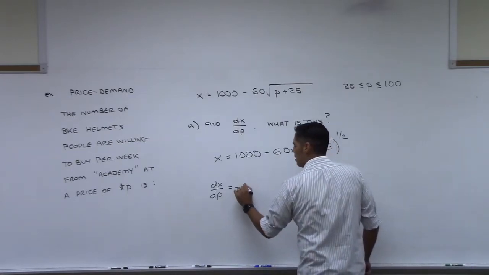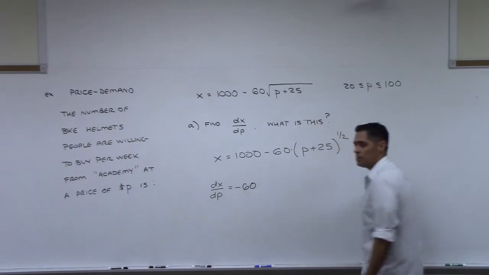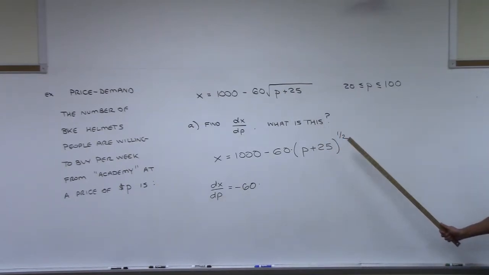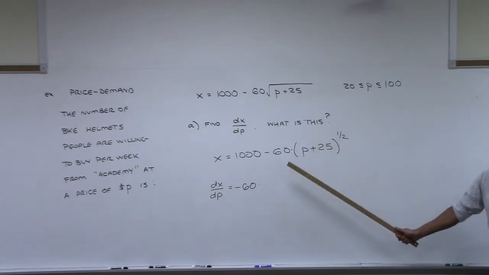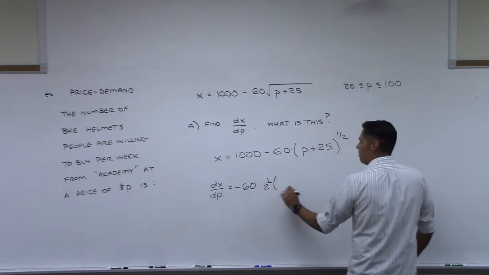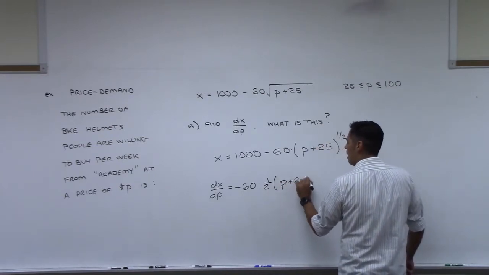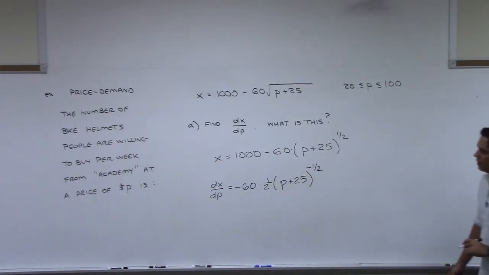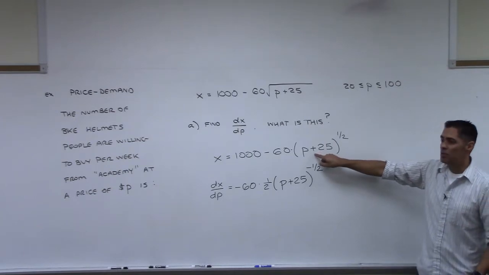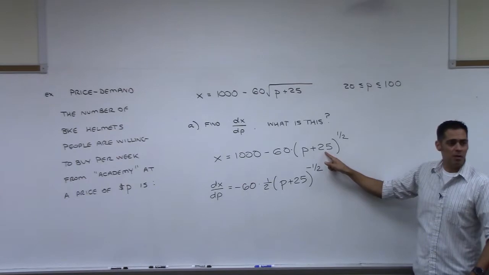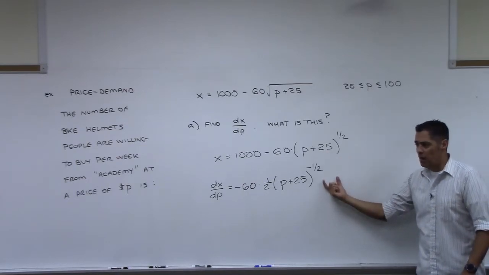So negative 60 times P plus 25 to the 1/2, right? Don't forget the 1/2 needs to come out, right? So 1/2. That'll be negative 30. But then I have P plus 25 to the negative 1/2. And then the derivative of what's in here, which is just 1, right? Derivative of P is 1. Derivative of 25 is 0. So there is a 1 out here, right? We don't need to write it?